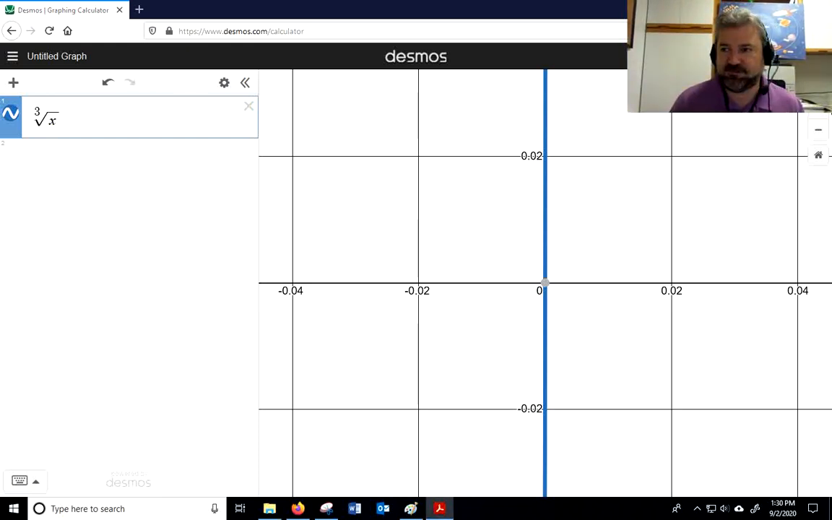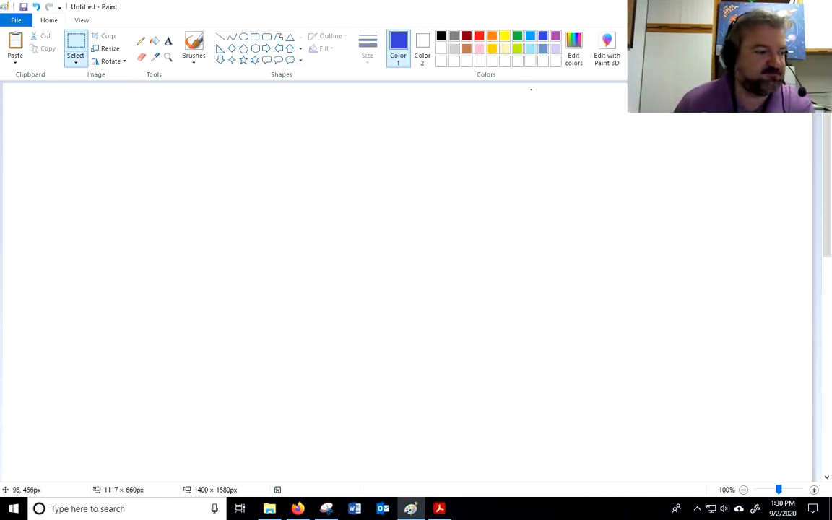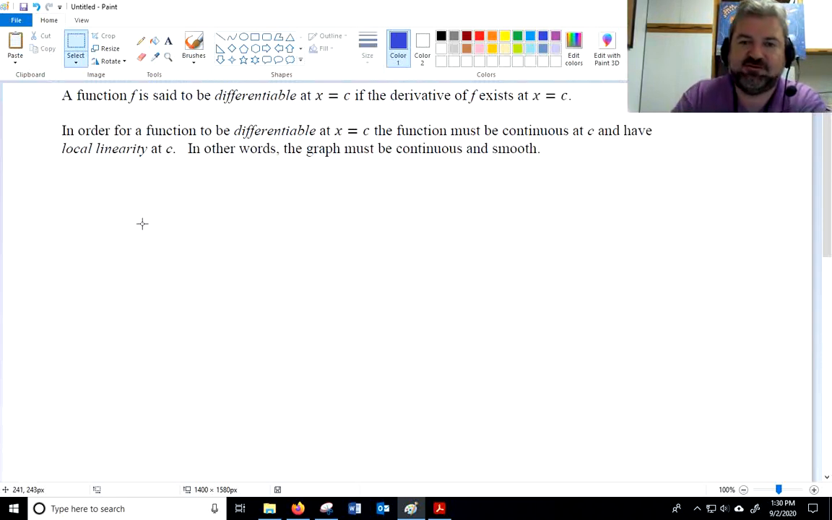Okay, so that was a nice little discussion. Let's formalize this just a little bit. Clean this up, bring over our notes. All right, so a function f is said to be differentiable at some value c if the derivative exists at x equals c. In order for a function to be differentiable at x equals c, the function must be both continuous at c and have local linearity at c. In other words, the graph must be continuous and smooth.